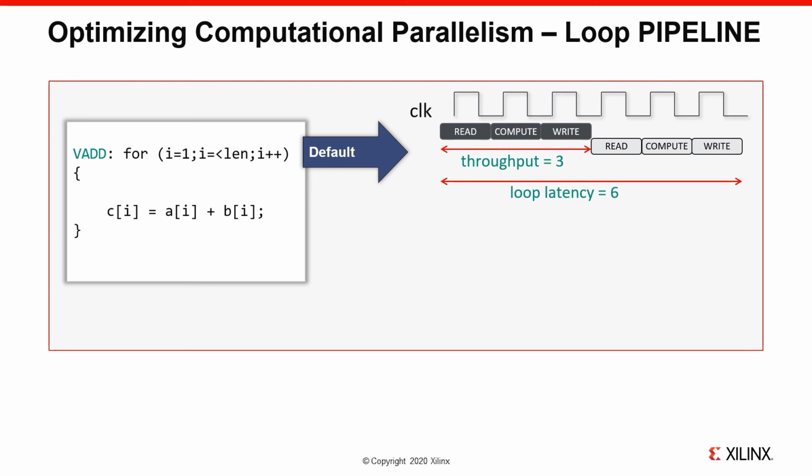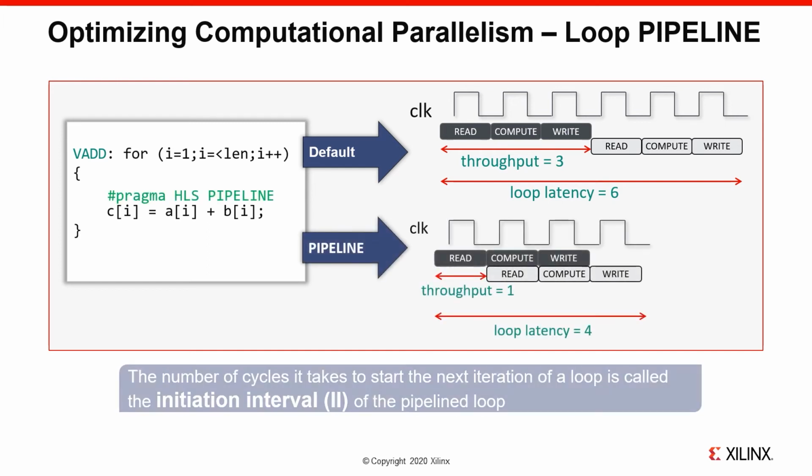If the loop has 2 iterations, it will take 6 clock cycles in total to complete, as shown in the diagram. The throughput is 3. It takes 3 clock cycles to produce an output, and the loop latency is 6. If there were 100 iterations of the same loop, the throughput would still be 3, and it would take 300 clock cycles for the loop to complete.